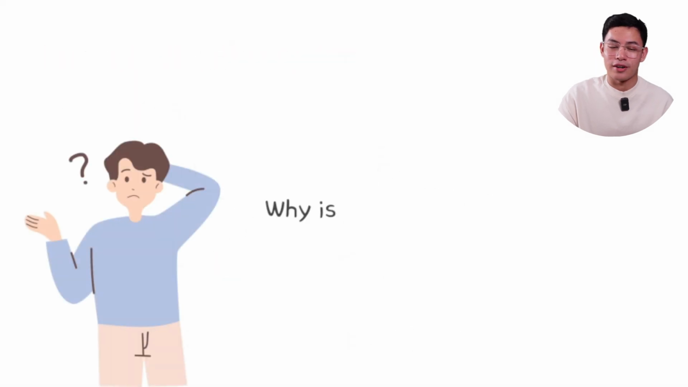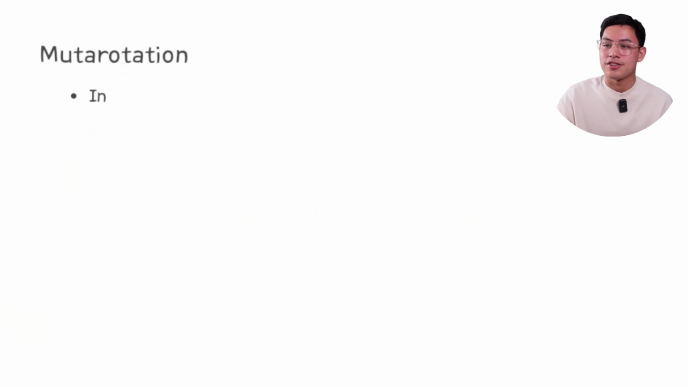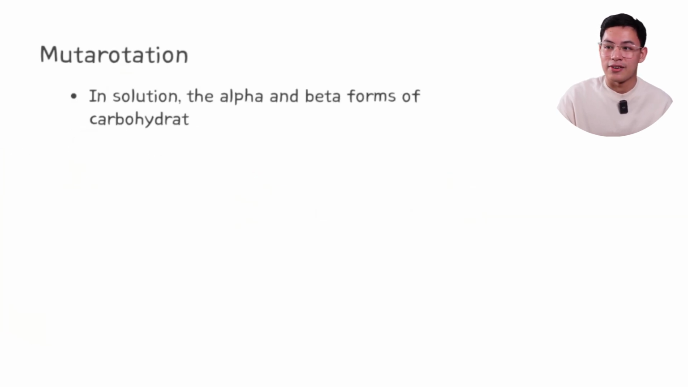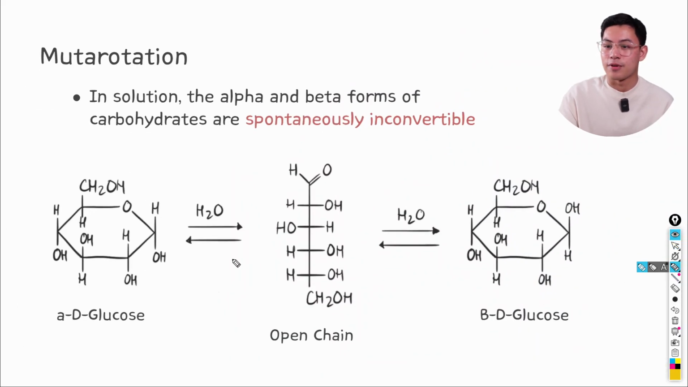Now, why is this important? We've already discussed stereoisomers, we've discussed epimers. Why now anomers? It's because of mutarotation. Mutarotation says that in solution, the alpha and beta forms of carbohydrates are spontaneously interconvertible, meaning that they are in equilibrium, and from an open chain, it can change into its alpha anomeric form and its beta anomeric form.